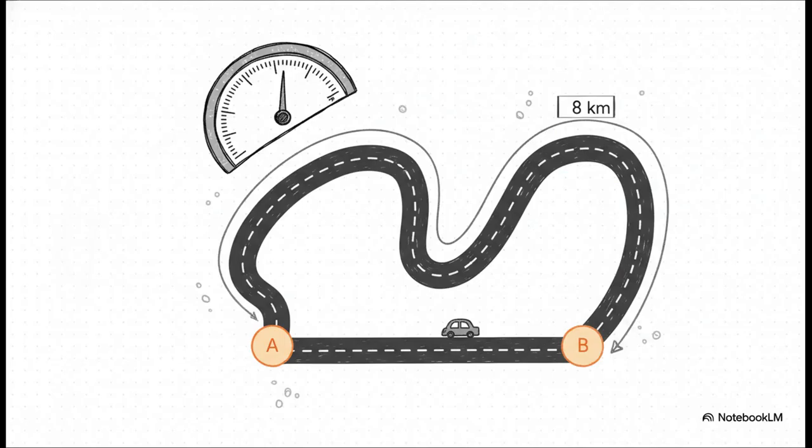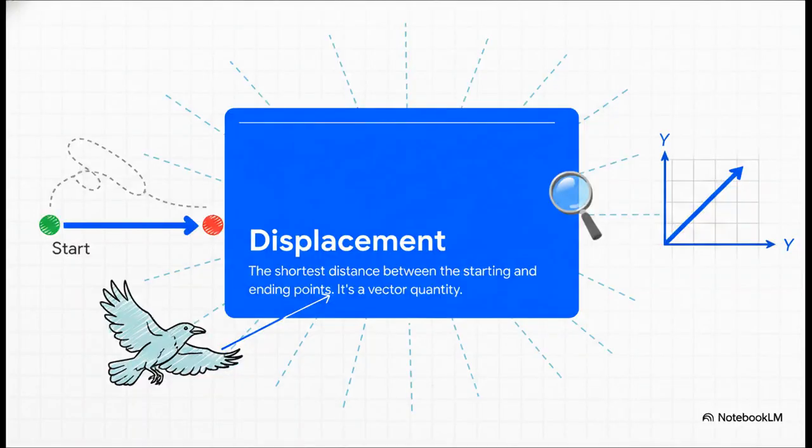Okay, look at this. Imagine you're driving along this beautiful winding road. You follow every single curve from point A to point B, and by the end, your odometer says you've traveled 8 kilometers. That's your distance. Pretty straightforward. Now, displacement. Displacement is a whole different beast.